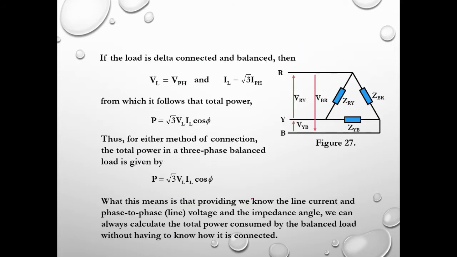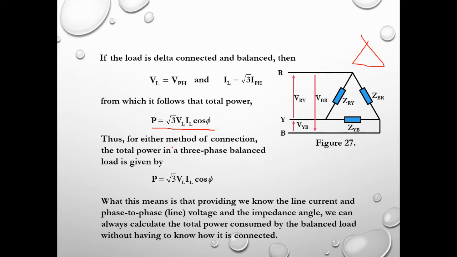So what happens if we have a delta connection? Delta connected, and of course balanced. VL is equal to V phase, or line voltage equals phase voltage, and line current equals square root 3 times phase current. From this it follows that the total power P is equal to square root 3 VL IL cos theta. This is what we derived earlier in the previous page.